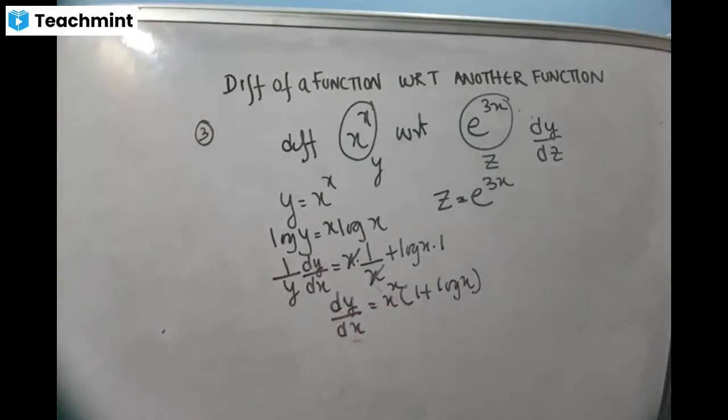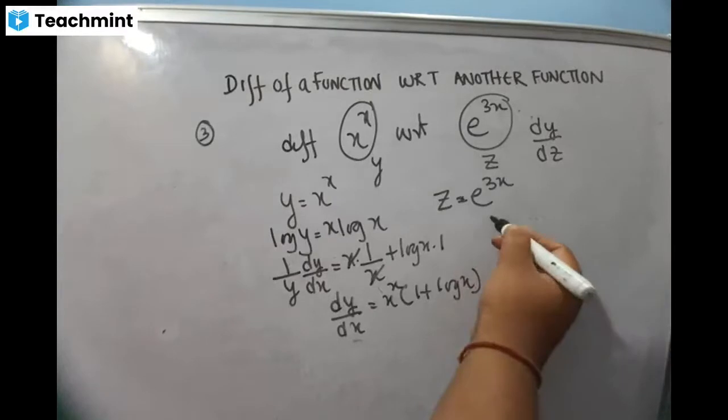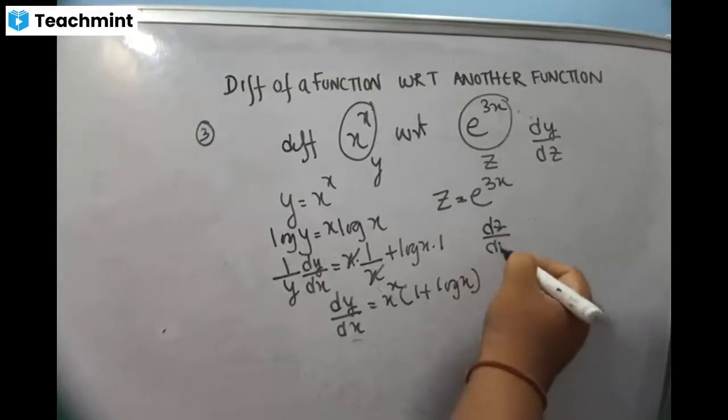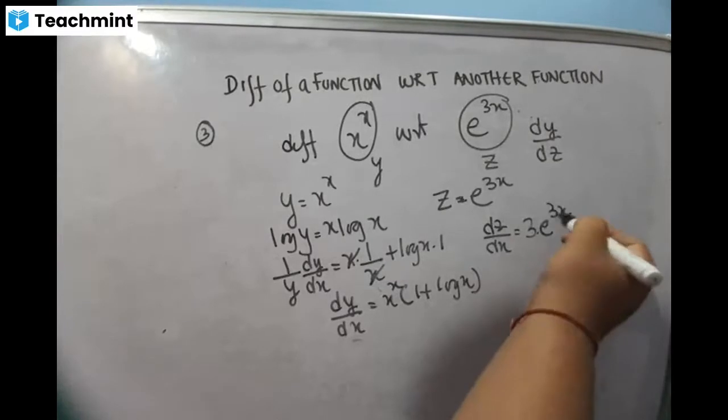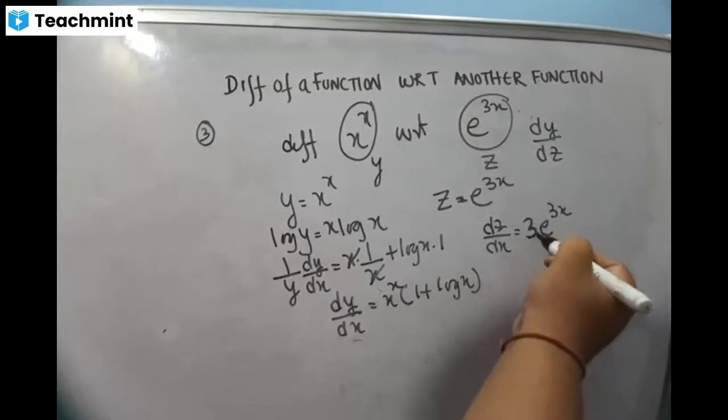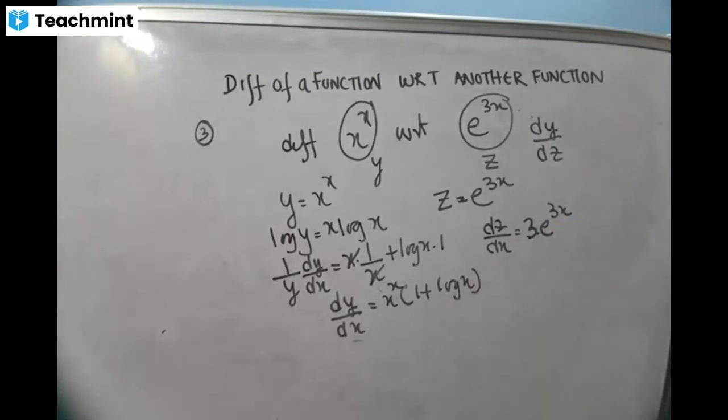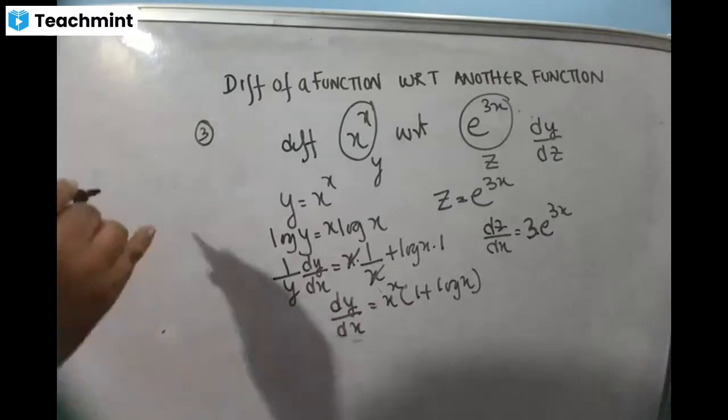Now get the value of e to the power 3x. Differentiate again. What do you get? Dz by dx. So 3 comes in front. So 3 e to the power 3x. This is not difficult, because this is a standard function. What is this, everyone? It's a standard function. Now just combine the two. What do you get when you combine the two? Because I have to find dy by dz, isn't it?